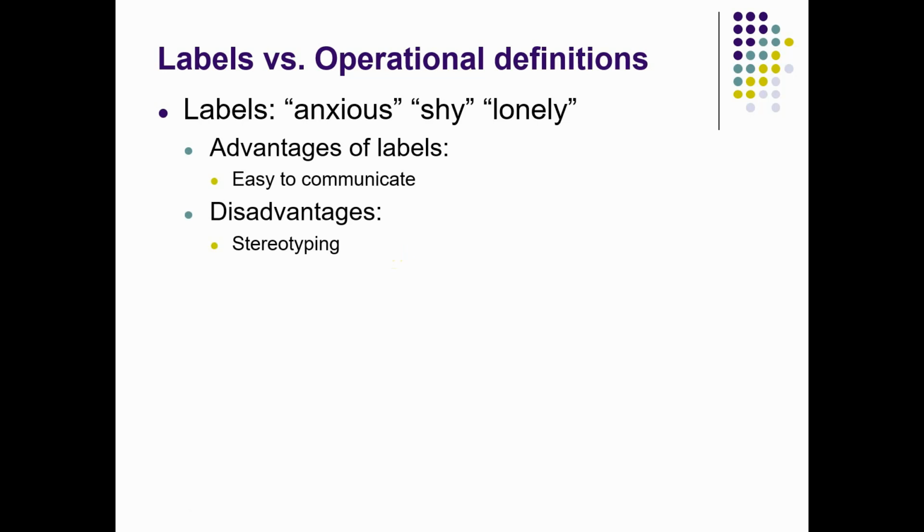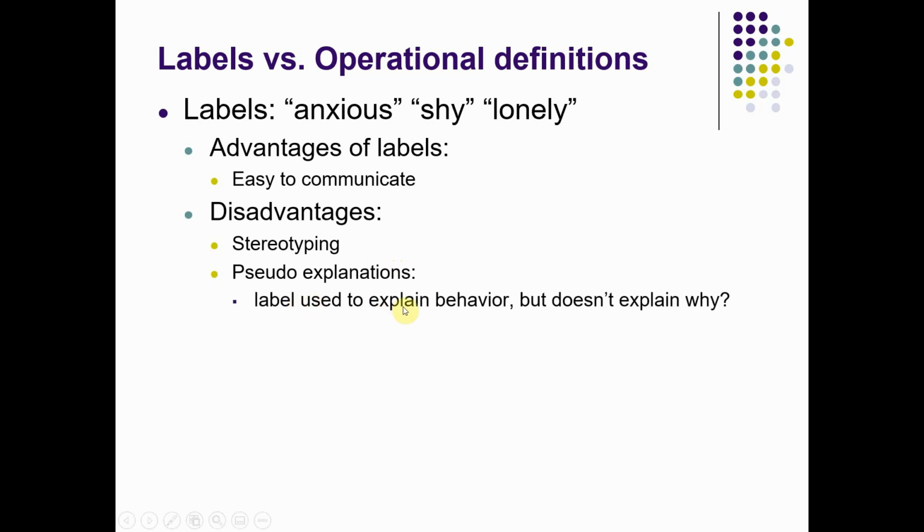Another big problem with using labels is it leads to something that's referred to as a pseudo-explanation. By pseudo-explanation, we mean that the label is used to explain the behavior, but it doesn't explain why. For example, if we're using this label of anxious, we might see that Callahan, the third grader in class, is fidgety, he's moving around a lot, he is looking up at the clock a lot, he is wiggling in his seat, and he is starting to sweat. And we might decide to say that, oh, Callahan is feeling anxious.